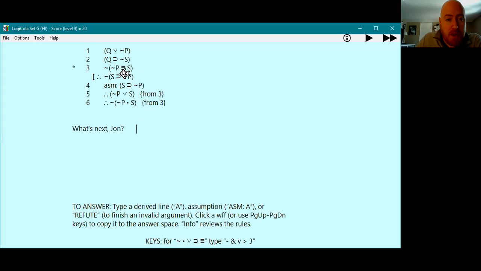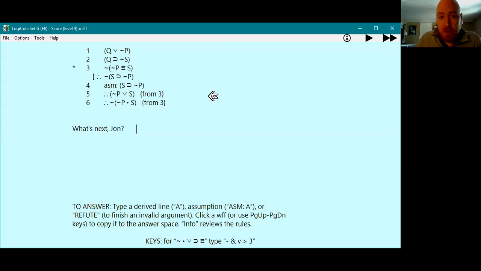Okay, so a false triple bar can be simplified to just either not p or s, and it can also be simplified to it's not the case that not p and s are both true. Why? Because if not p and not s were both true, that would make the triple bar true, and I know that the triple bar is false based on premise 3. All right. Now, that line 3 can be simplified, but nothing else can.